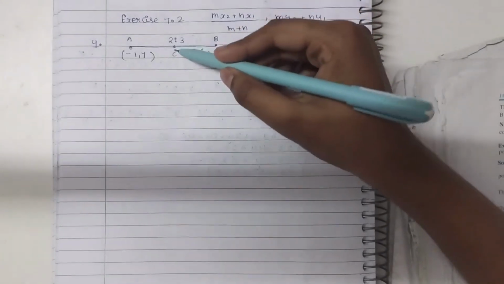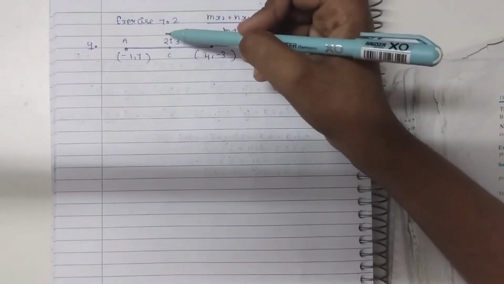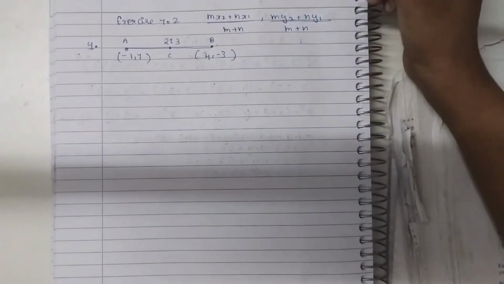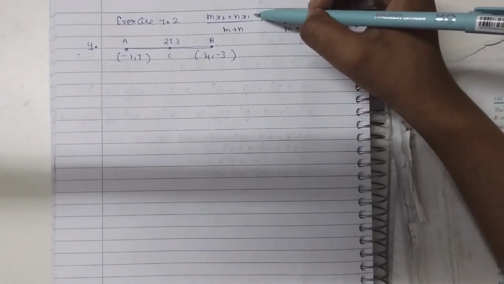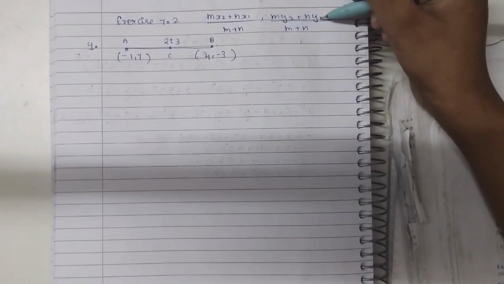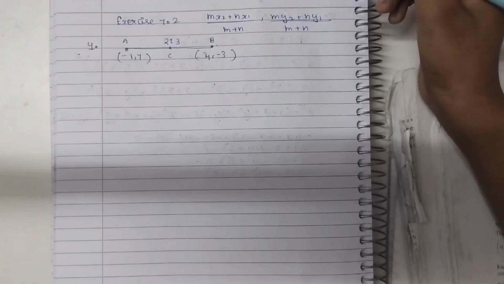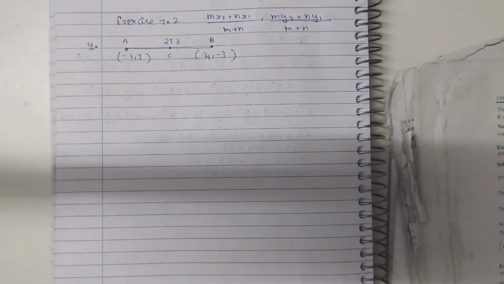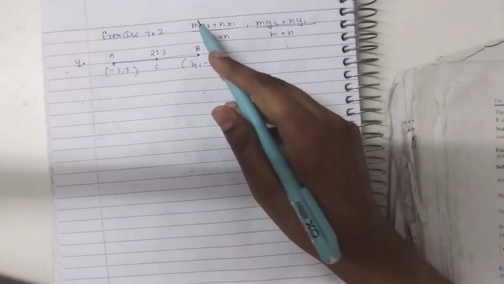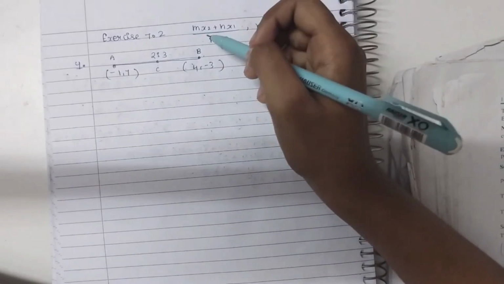We need to find a coordinate which lies between the points A and B, which is divided in the ratio of 2:3. So we know that the section formula states that (mx2 + nx1)/(m + n), comma, (my2 + ny1)/(m + n) gives the coordinates of the point between 2 points which is divided in a particular ratio m:n. So we're going to substitute the values that they've been given in order to find the coordinates.